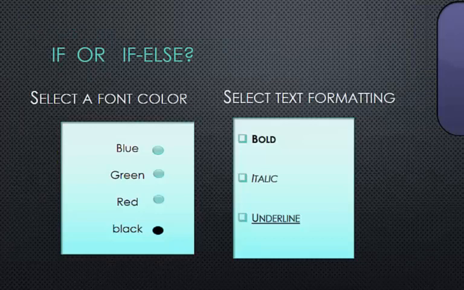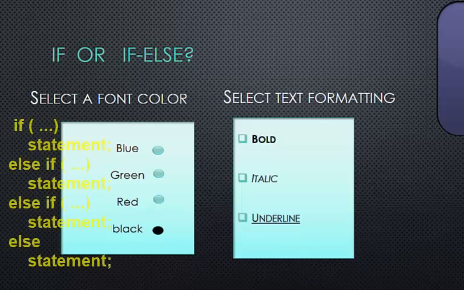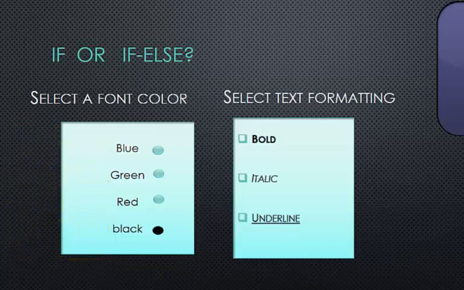Here are two different kinds of decision logic. On the left, we see a radio button box. In this case, we can only select one color for the font. It will need to be blue or green or red or black. When we have this type of logic, we would want to use if, else if, else, because it can only be one of those alternatives.